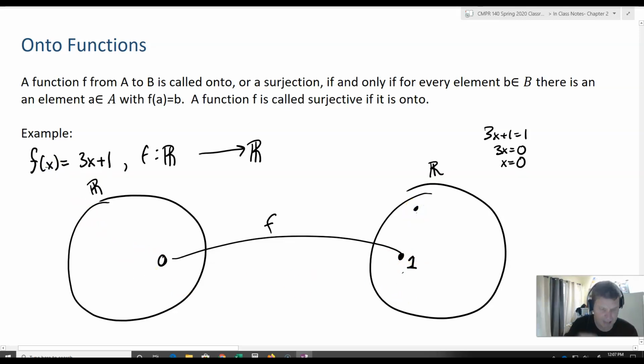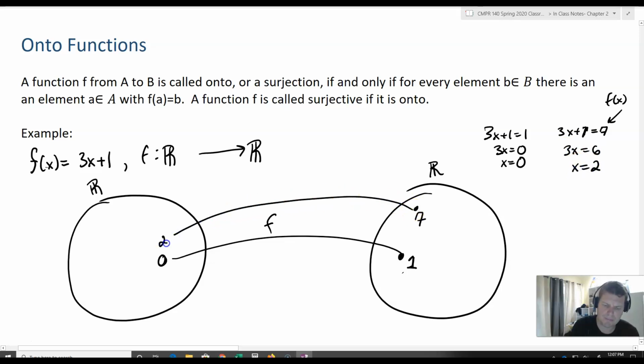Or let's take, for example, we'll choose 7. So 3x plus 1 equals 7, so that's my value of f of x. And so 3x equals 6, and so x equals 2. And so consequently 7 will map back to 2, right? And you can imagine the idea here is that if I take anything in R, you can pick anything in R, I will then be able to find an x in R that will map to that number, okay?